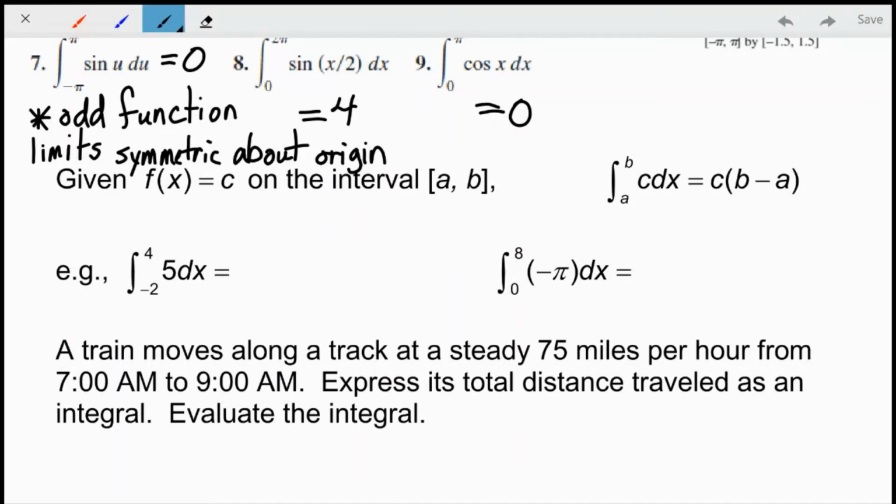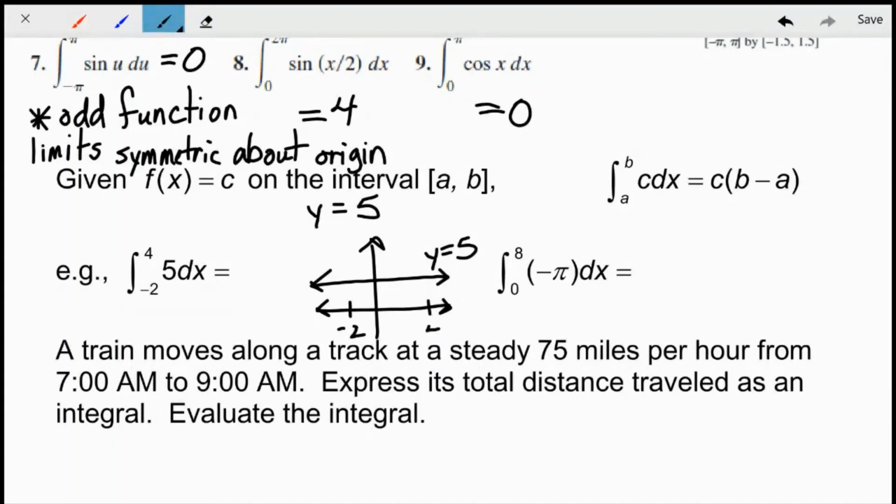Remember, that's essentially y is equal to 5 that we're looking at. Well, if I were to graph y is equal to 5, it's going to have a horizontal line that looks something like this. And if I go from negative 2 over to 4, all I've got here is a rectangle of area. So it's just going to be that region.